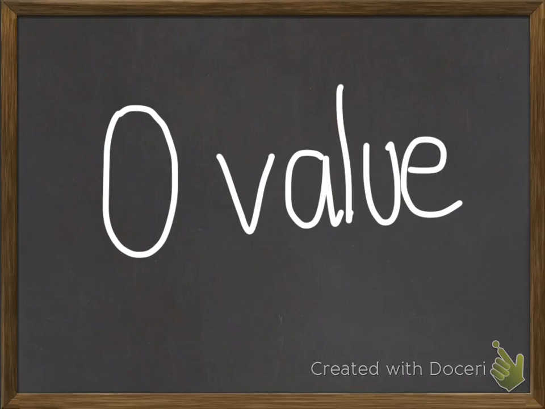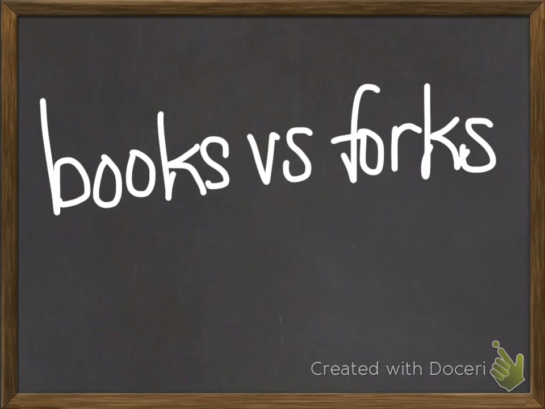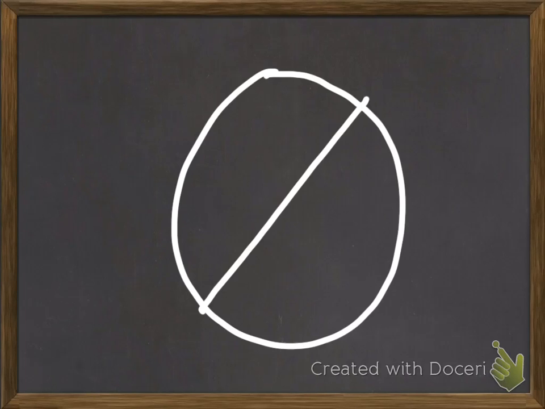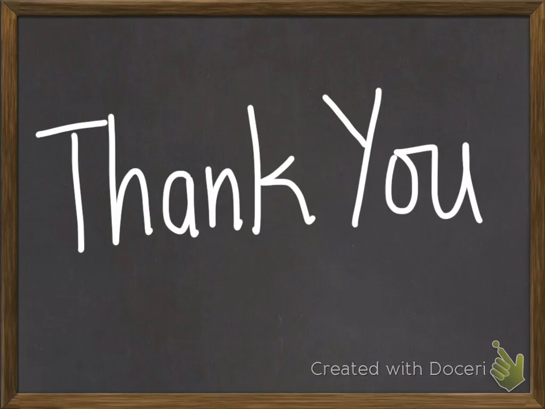The last one is zero value, which is neutral. Some products, such as books and forks, are not related. Therefore, an increase in the price of books will have no effect on the demand for forks, so the XED value between the two products would be 0.